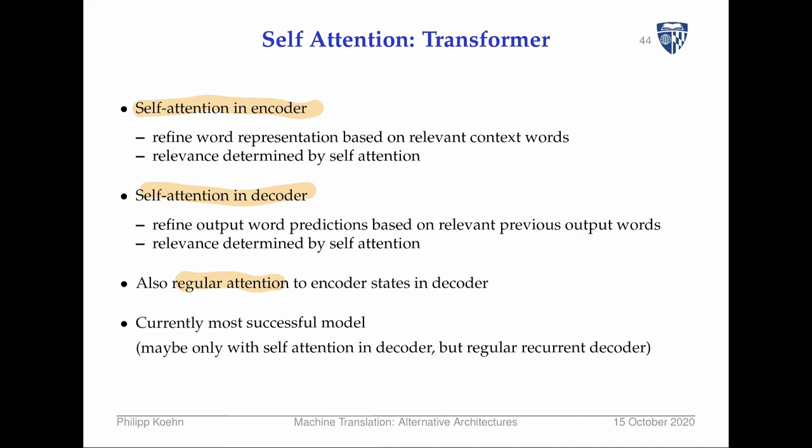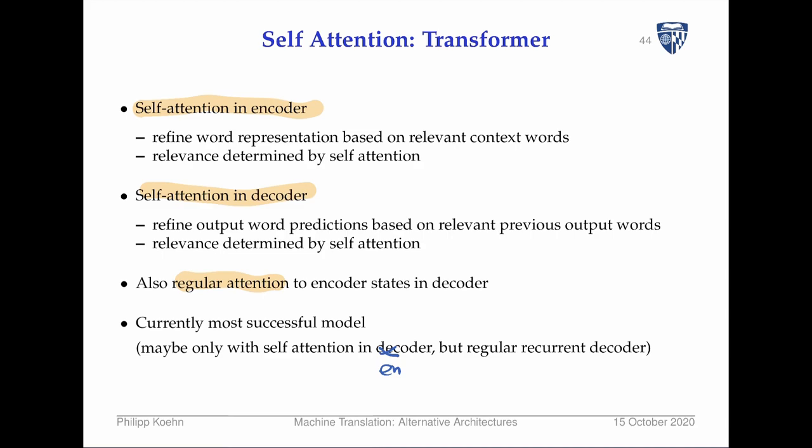So this is currently the most successful model. And the power seems to be mainly coming from self-attention in the encoder. And so this is actually a mistake here. That should say encoder.